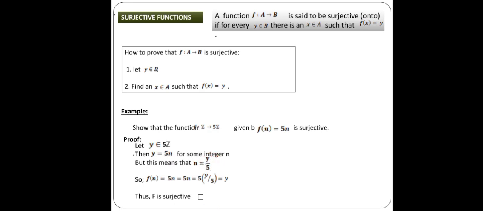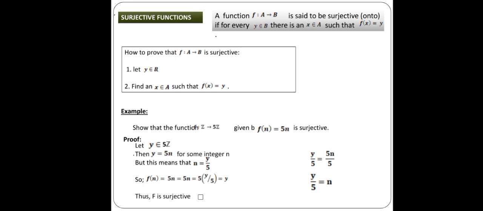But this means, before we proceed to another one, let us first solve this equation, y is equal to 5n. We will divide both sides by 5. So y divided by 5 is equal to 5n divided by 5. Then cancel the 5 over 5. So what remains is y over 5 is equal to n, or n is equal to y over 5. So this means that n is equal to y over 5.